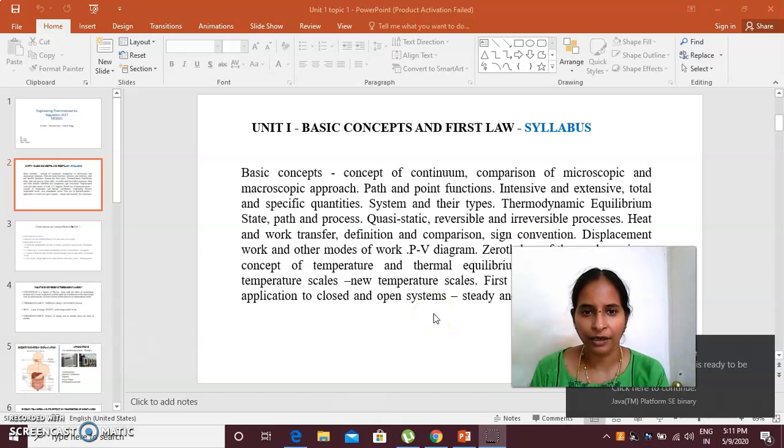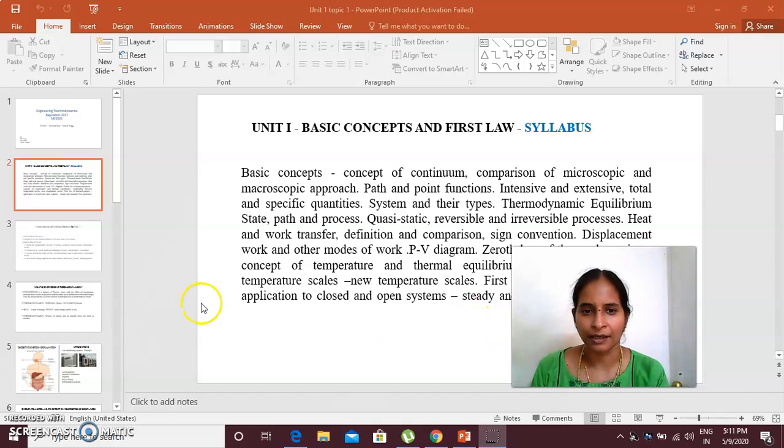This is unit 1 for Engineering Thermodynamics, and in the first unit we are going to study about the basic concepts and the first law of thermodynamics and its applications to closed and open systems for steady and unsteady flow processes.